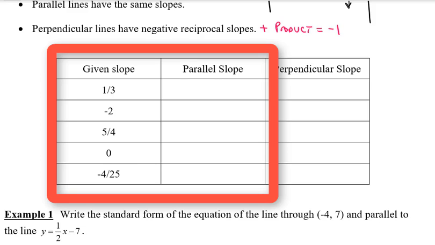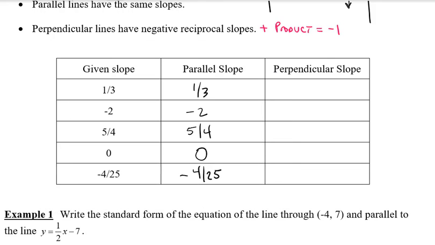Let's check it out. We've got our given slope of 1/3. That means the parallel slope is the same. Given slope of -2, same thing. Parallel slope, same thing. 5/4 as a given slope, your parallel slope will be the same, and so it would be true for 0. If you have a given slope of 0, then you would also have a parallel slope of 0. For -4/25, same thing, -4/25.